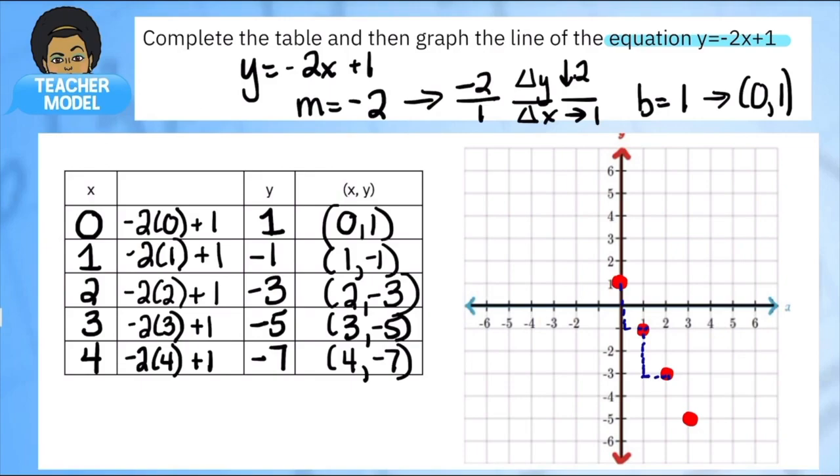So 4 and -7. And you can see it's still going down 2 over 1, down 2 over 1. Now, I could also go in the opposite direction, and I would know the next point would be down 2 over 1. I can go backwards to plot the other ones. Over 1. And I know it's going to go down 2 from here. Over 1. And down 2 from here.